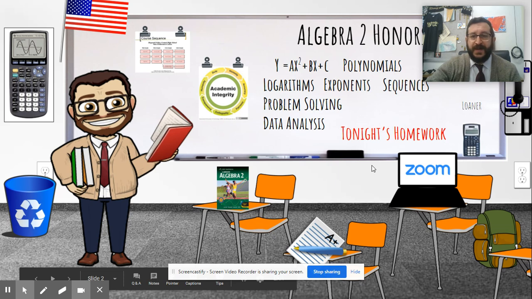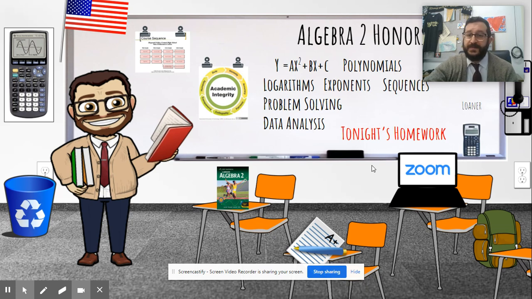Here's our classroom. On the board, you'll see some of the topics that we learn about in Algebra 2 Honors. You might remember some of these. So far this year, our students have learned about quadratic polynomials. That's your degree 2 polynomials. We're about to learn about polynomials of degree 3 and higher and what they look like.